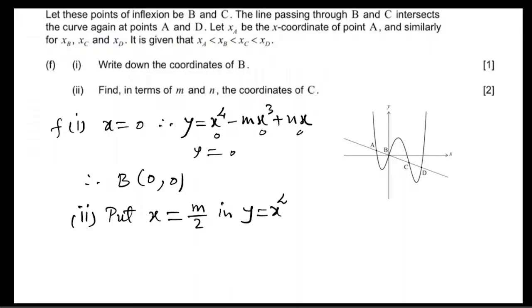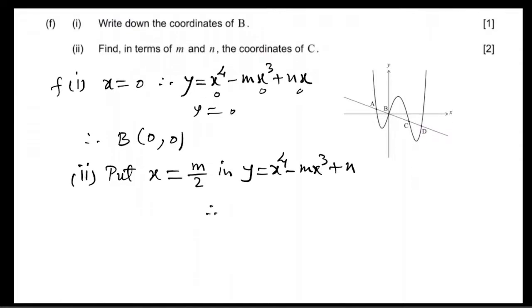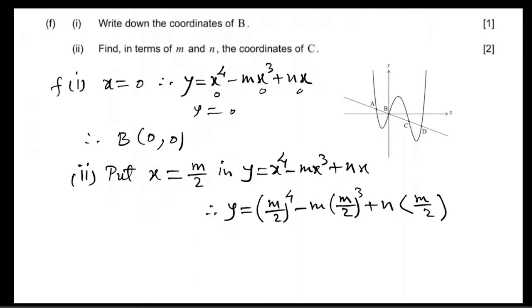y is equal to x to the power 4 minus mx cubed plus nx. So here I am going to replace x by m by 2, because we cannot use the calculator now like the previous part where we found it by graphical solution. So x is m by 2.